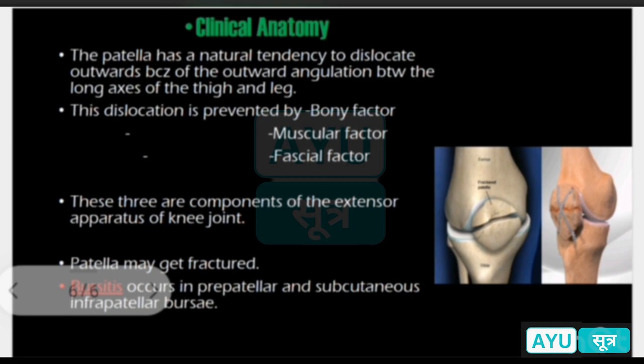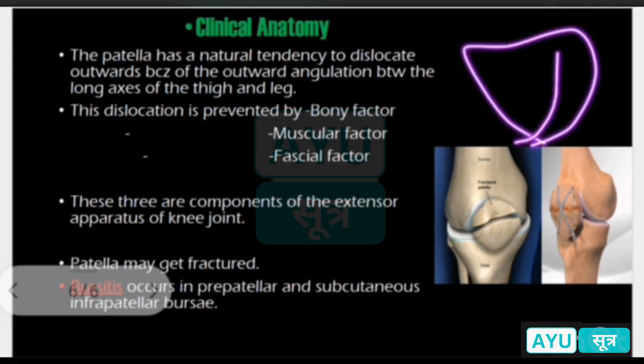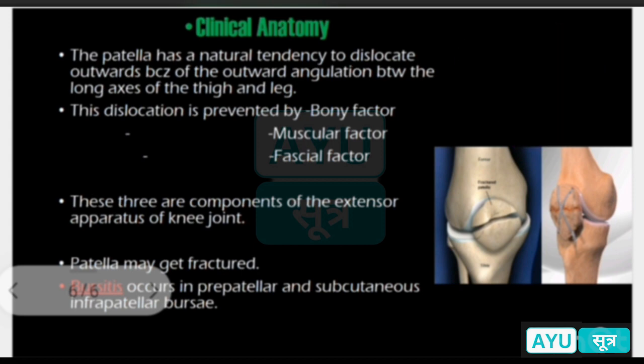The insertion of the vastus medialis is deeper than the insertion of vastus lateralis. This is known as the muscular factor. And the extensions of the vastus medialis and lateralis muscle, which are known as retinacula, give strength to the capsule. This is known as the fascial factor. The patella may get fractured. These are the images of pre and post operative patellar fracture and bursitis, which refers to the inflammation of the bursa. That's all about patella. Thank you.